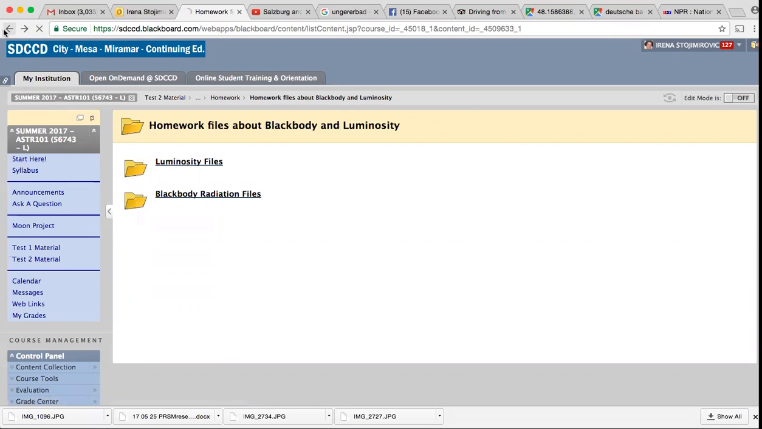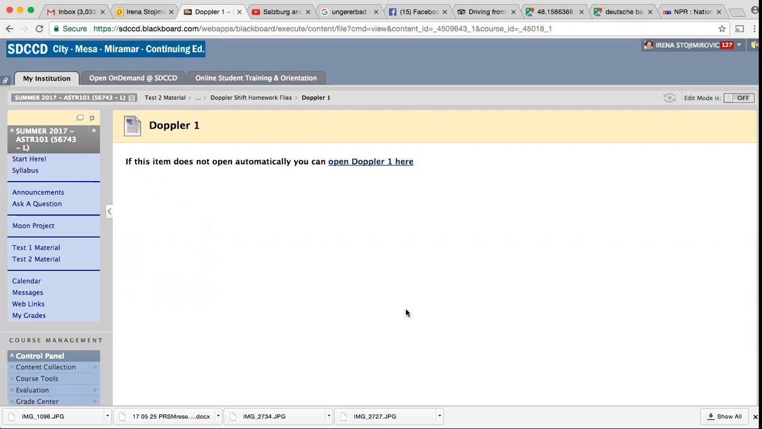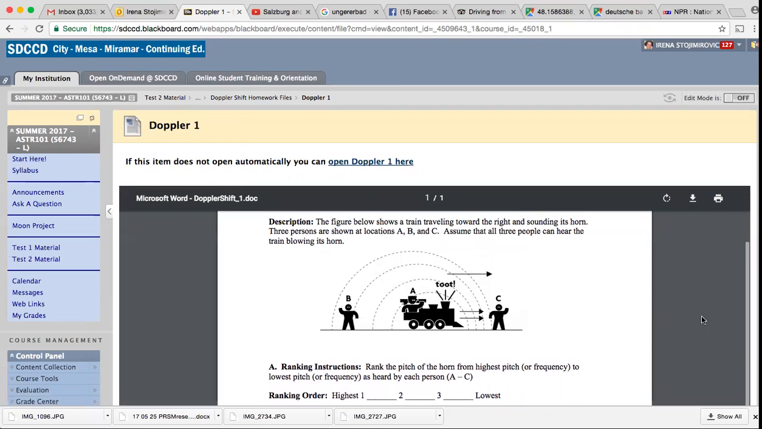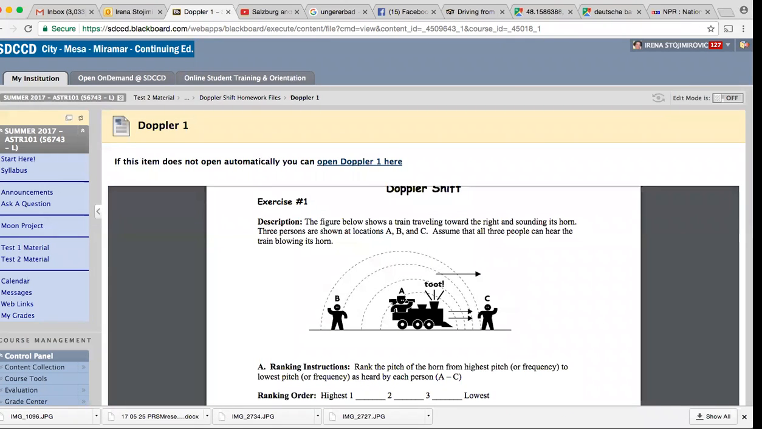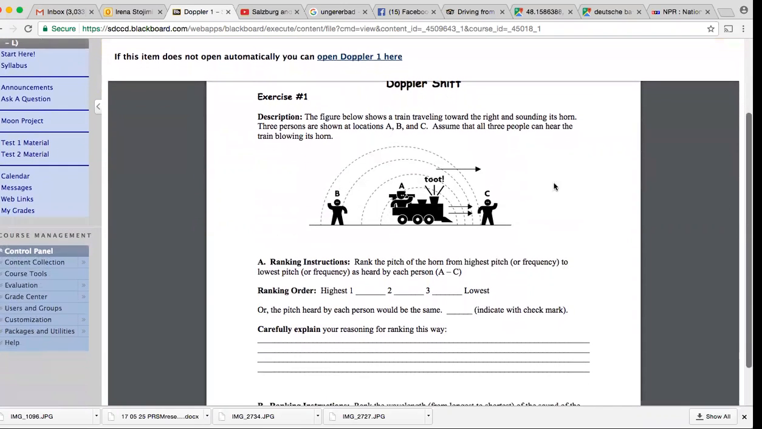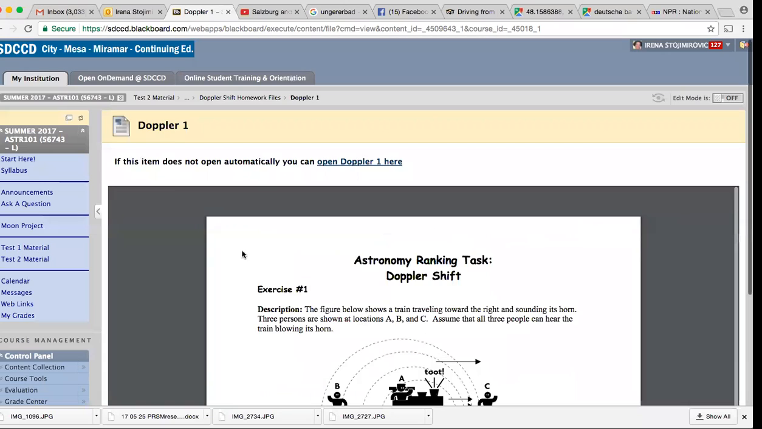I think the Doppler shift, the first one's easy enough. The wavelengths coming towards, but let's see, number 2. Okay, I open number 1. So what's the highest frequency? It would be C, and then A, and then B. Exactly. Okay, good. That's simple. And then the wavelengths, that's fine.